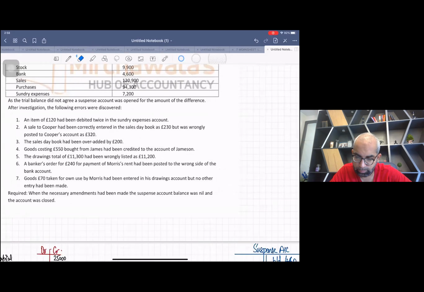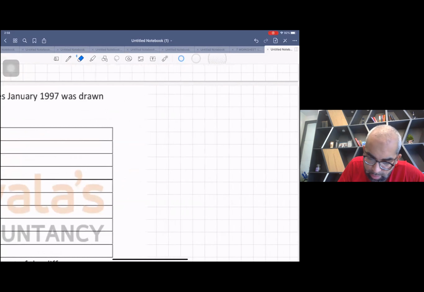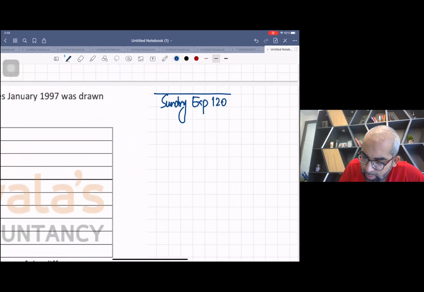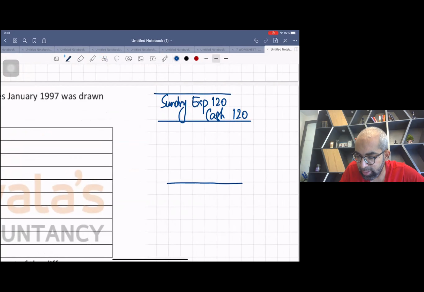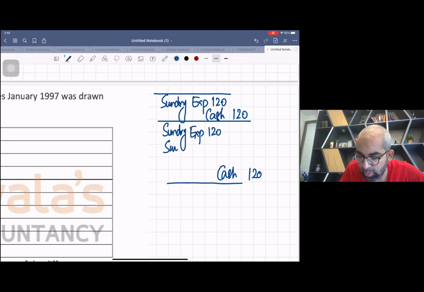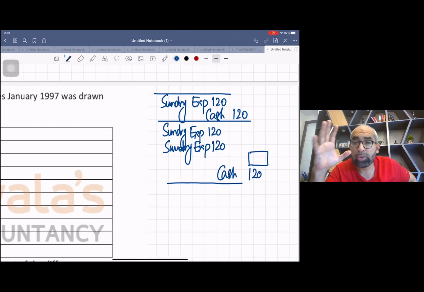Now listen. What entry should we have made? Sundry expense debit 120 and cash credit 120. This entry we should have made. Now what we made, listen. We simply credited cash one time. Cash is perfect. But unfortunately, we debited sundry expense 2 times, 120 and one more time sundry expense by 120. This is the error.